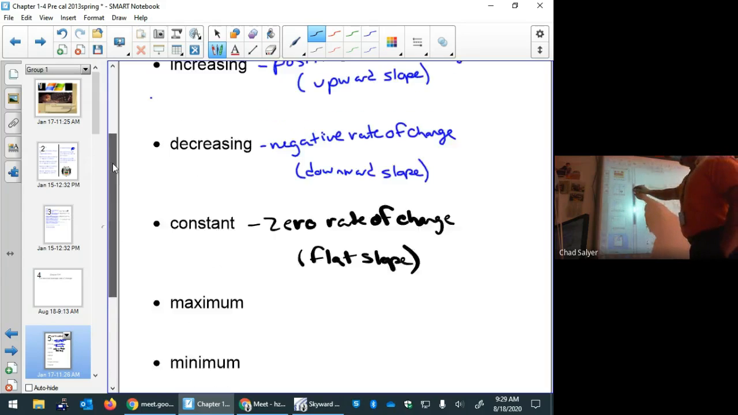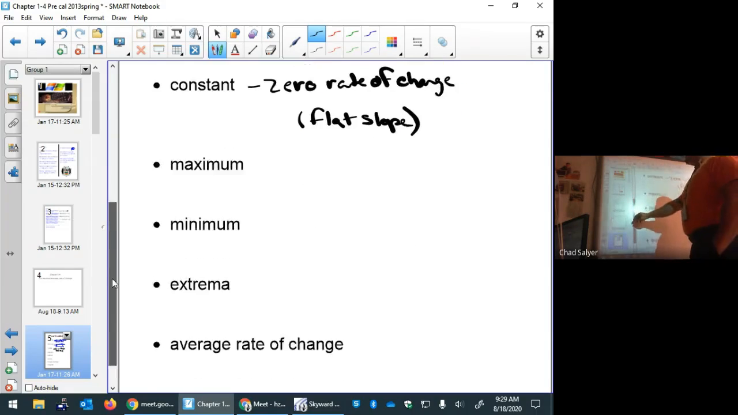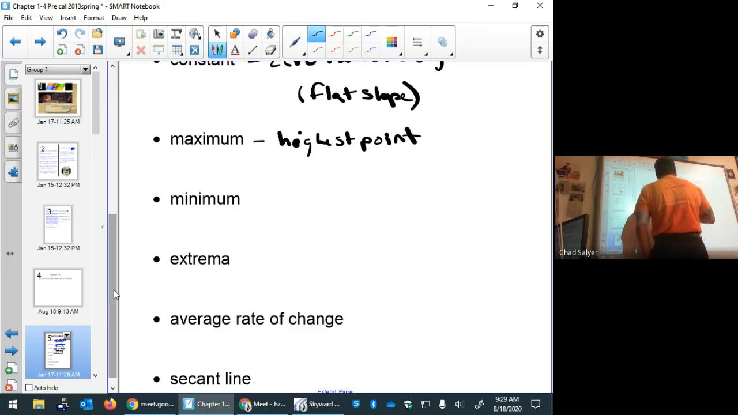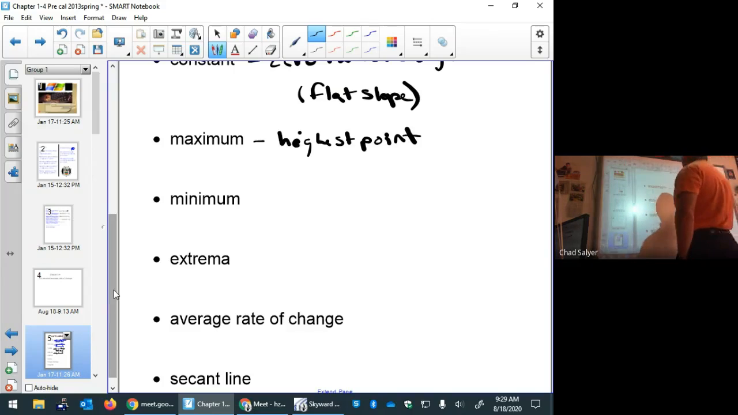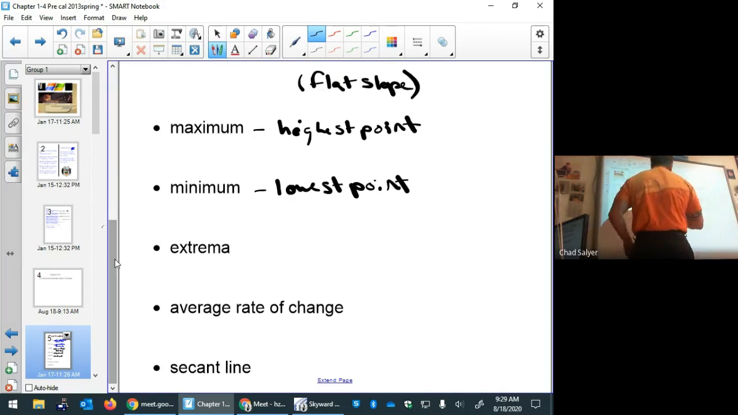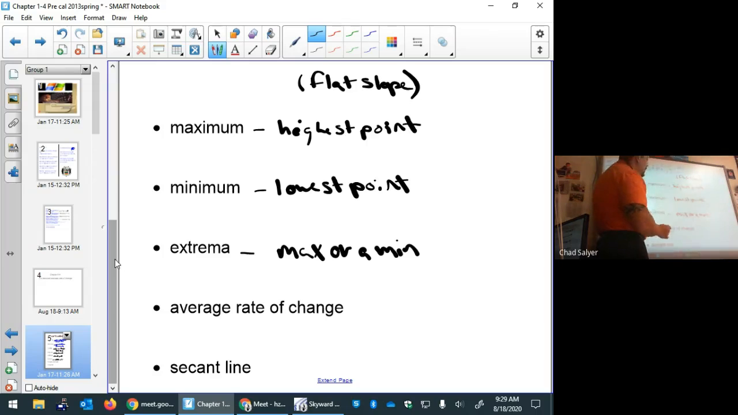So when we analyze a function over any interval, we should be able to determine if it is increasing, decreasing, or constant. And then a maximum is the highest point for the function. Minimum is a lowest point for the function. And then the term extrema means either a max or a min. So a maximum or a minimum is an extrema.